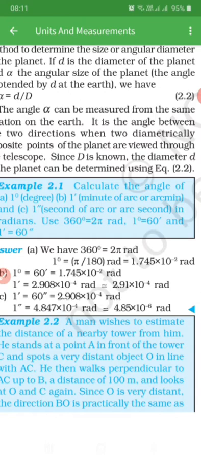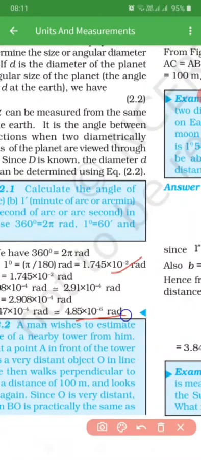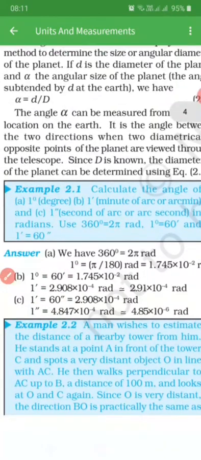Then 1 degree is equal to 60 minutes, right? 1 degree is equal to 60 minutes, that is this one. Okay. So now 1 minute is equal to, we have to divide it by what? 60. So you will get that, and 1 second is equal to, you have to divide whatever you got in 1 minute by 60.